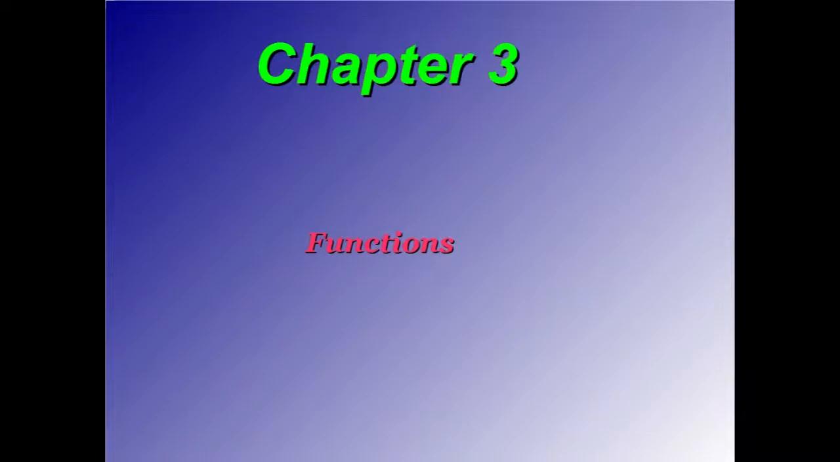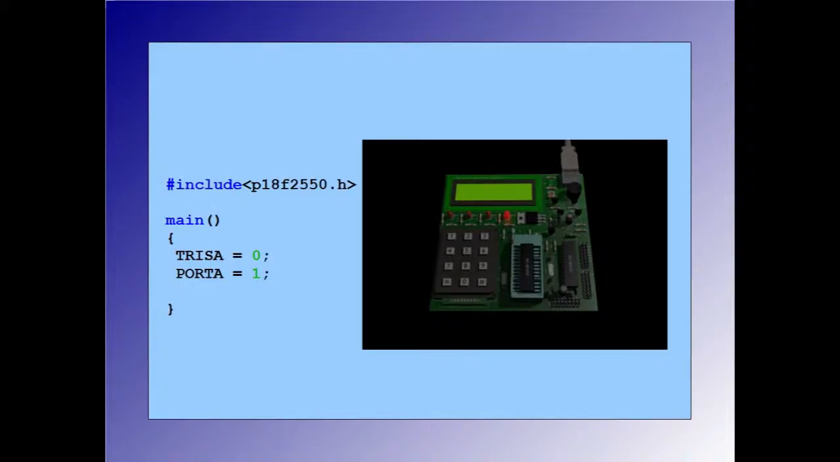In the previous chapter, we were able to assign values to port A. We test this turning LEDs on. In this chapter, our goal is to make the LED blink. So let's see how we can do this with the knowledge we have.